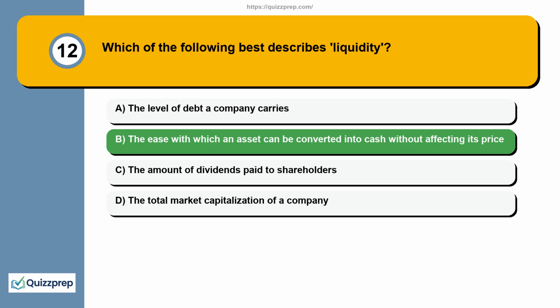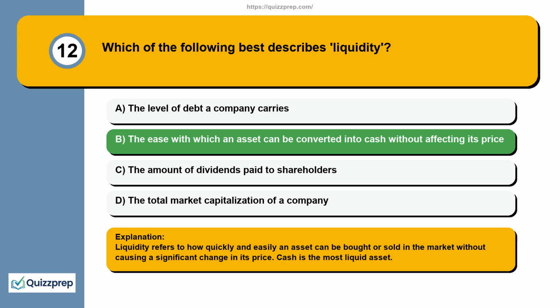The correct answer is option B. The ease with which an asset can be converted into cash without affecting its price. Explanation. Liquidity refers to how quickly and easily an asset can be bought or sold in the market without causing a significant change in its price. Cash is the most liquid asset.